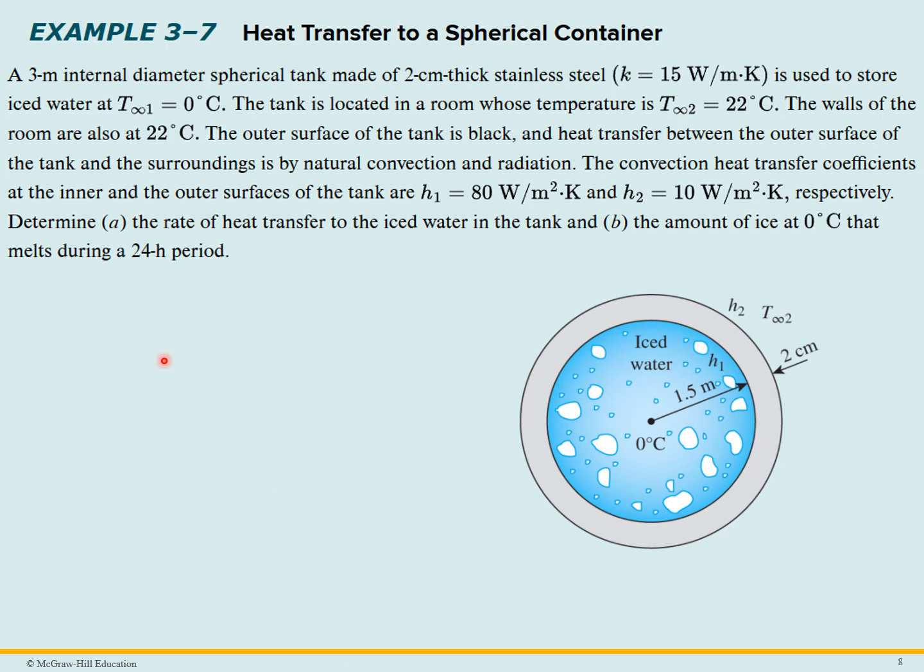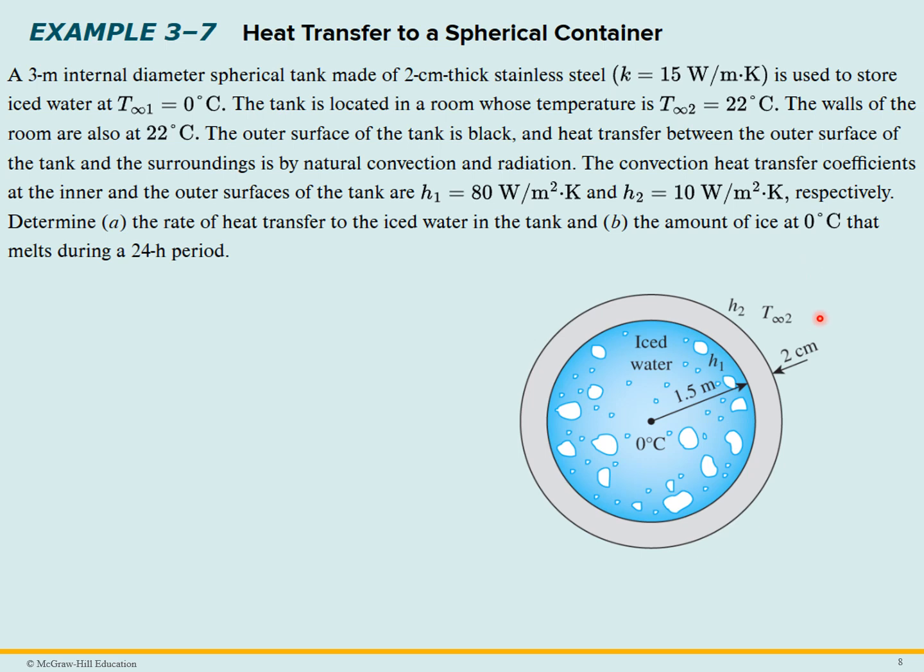So let's take a look at an example of heat transfer to a spherical container. Here we have ice water inside of a spherical container, a spherical tank with a 3-meter internal diameter, made of 2 centimeter thickness stainless steel. So here you can see it's 2 centimeters thick. We're given the k value of the stainless steel. The ice is at T infinity 1 inside at the direct center, which is 0 degrees C. The tank is located in a room whose temperature T infinity 2 is 22 degrees C.